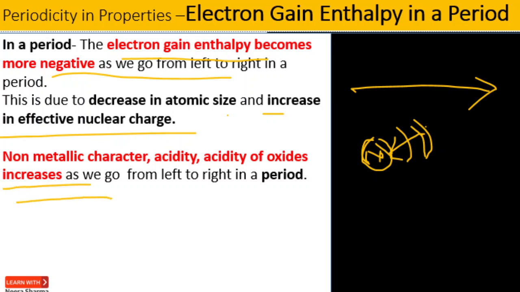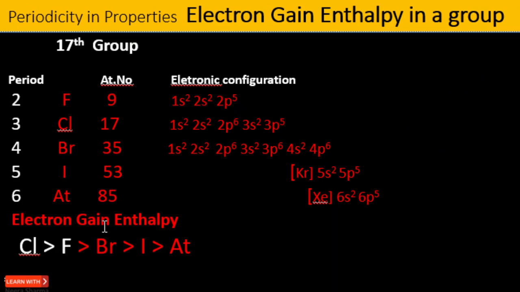So we find that as we go from left to right in a period, the non-metallic character, acidity and acidity of the oxide increases. On the right hand side in a period, we have more acidic elements. And as we go down a group, what happens to electron gain enthalpy?